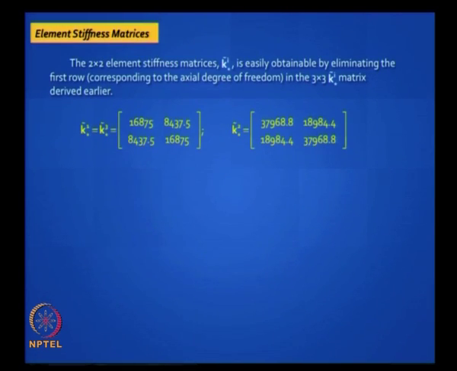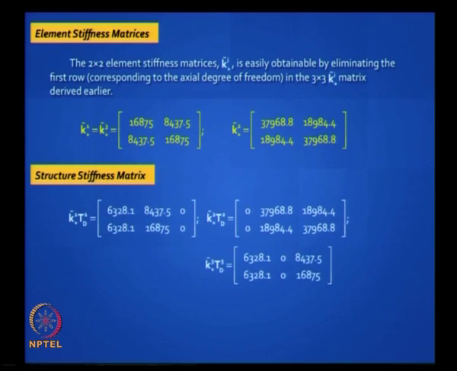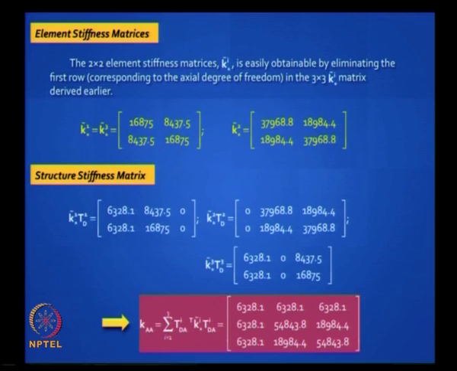Element stiffness matrix is very easy. What's it? 4 EI by L, 4 EI by L, 2 EI by L, 2 EI by L. So that's easy, you can do it. Or you go back to your previous 3 by 3 and knock off that EA by L row and column, first row, you will get this. So no big deal. Structure stiffness matrix, same procedure, you generate.